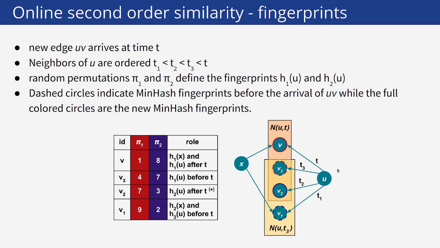With these neighborhood changes, the fingerprints also need to be updated. Min-hash fingerprints are selected based on the two random hash functions marked by different colors.